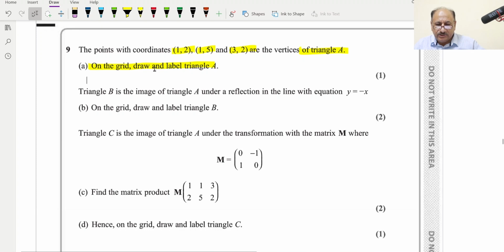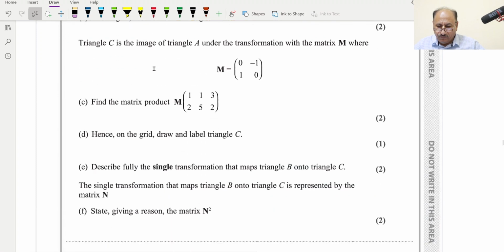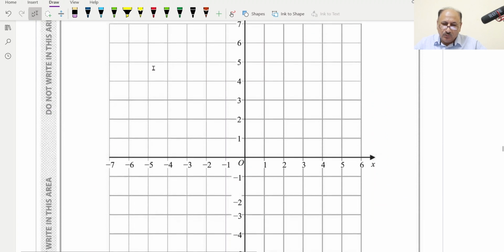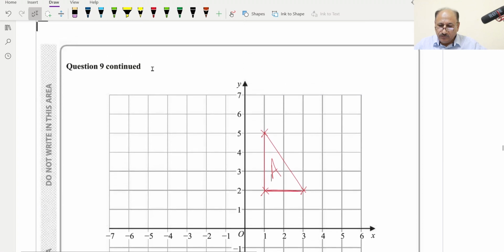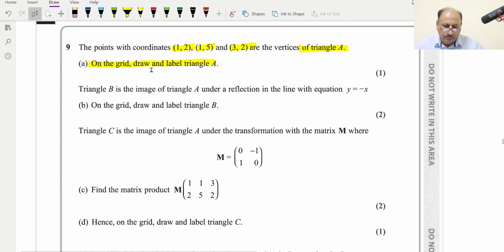So one point is 1 and 2, 1 and 5. 1 2 will be this point, and 1 5 will be this point, and the third point was 3 2. So 3 2 will be this point, and we have to draw this triangle. We can complete this triangle drawing, and this is done. We have to label this triangle as A. So this is our A. Hopefully you understood this part. A part we are done with.